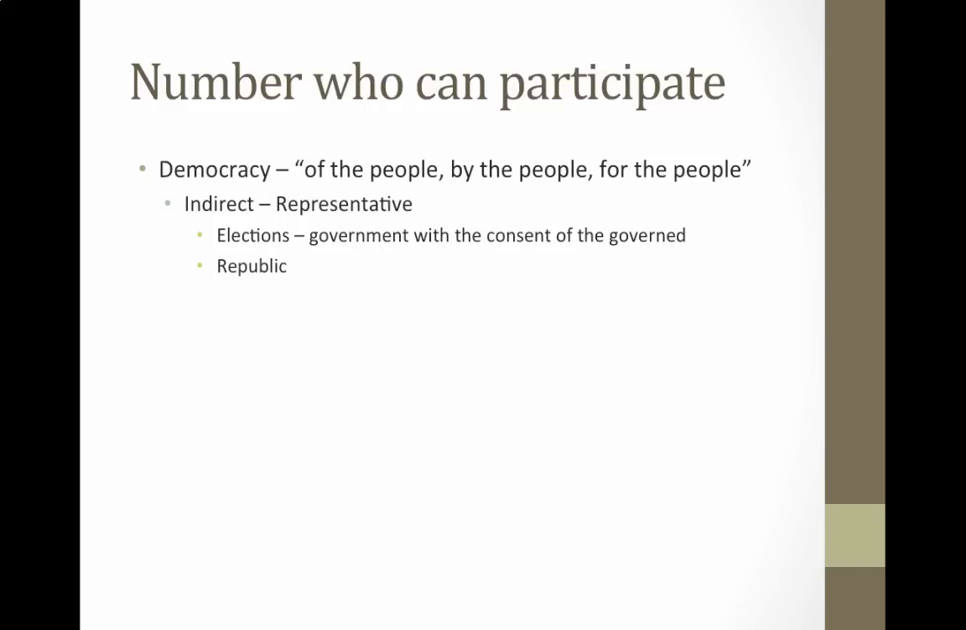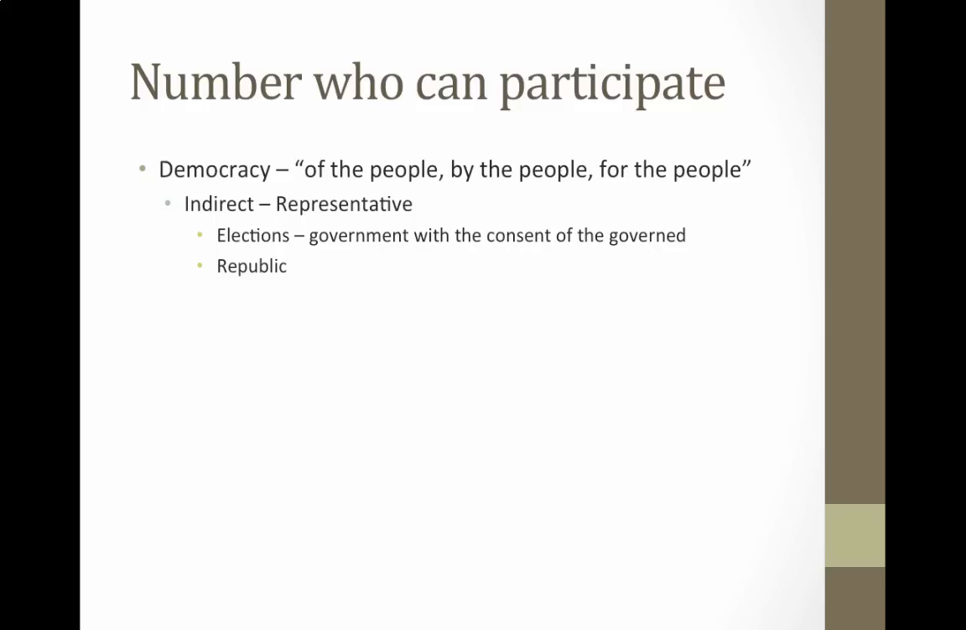And we've got two different types of democracy. The first one is an indirect or a representative democracy. This is where you have elections. This is where we have government with the consent of the governed. That just means the governed are the people who are being represented. They are the ones who elect people, send them off to wherever, and those individuals will make the laws and enforce the laws for everyone else.